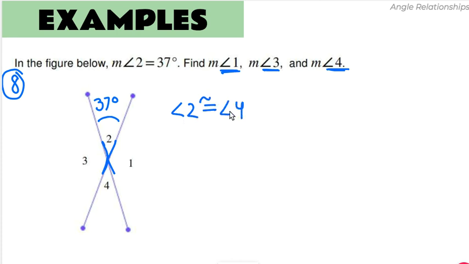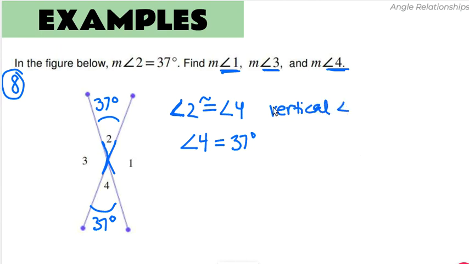So if angle 2 is congruent to angle 4, then that means angle 4 is 37 degrees, isn't it? So on your notes, I want you to write this. Angle 2 congruent to angle 4. So angle 4 equals 37 degrees. I also want you to write vertical angles off to the side.